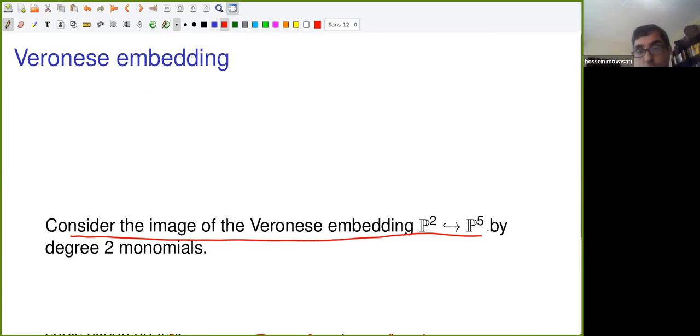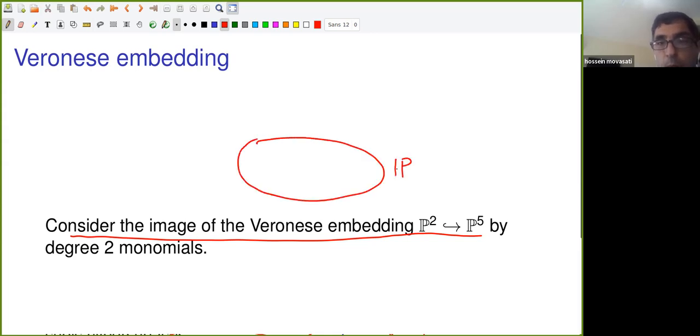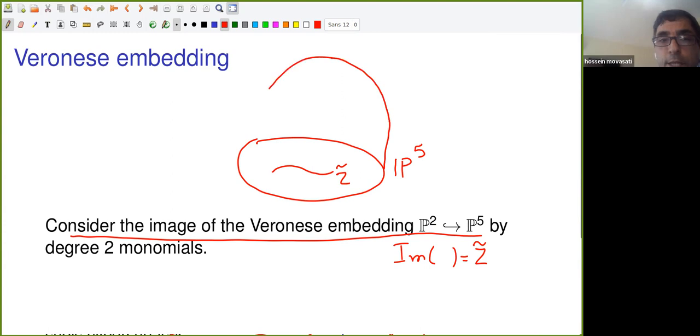Let's call the image of this one Z tilde. Okay, put this P5 inside P7. I mean, just consider this P5 as a linear subspace of P7.